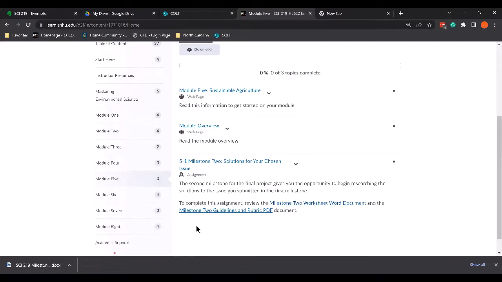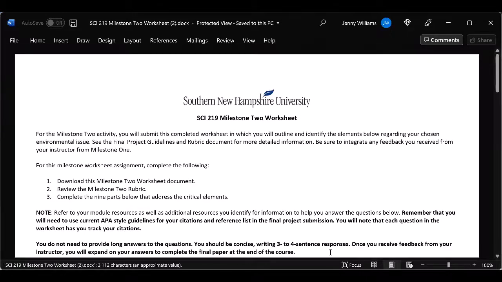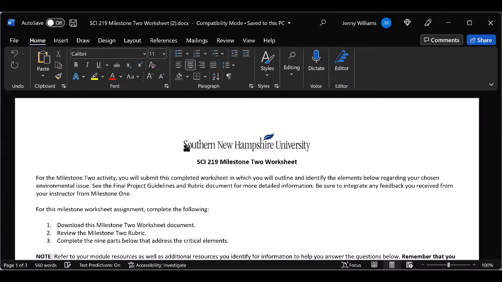And what it will look like, let me go ahead and open it. Because Zoom can't let me share multiple screens at once, real quick, sorry about that. All right, so what you should see here is the worksheet. I'm gonna go ahead and hit enable editing. And so let's just go ahead and take a look at this. Let me get my little spotlight back.